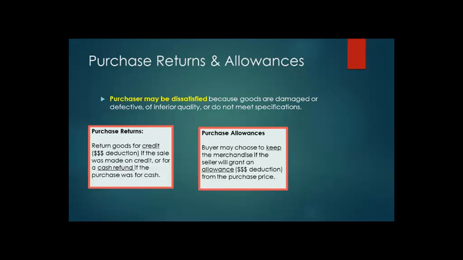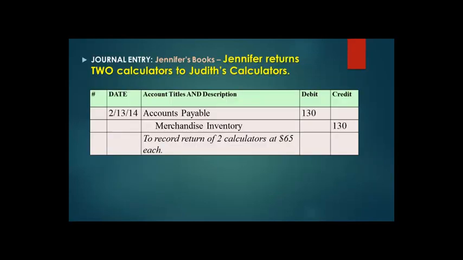Sometimes the seller will say, don't take the trouble to return it. We'll just give you a credit, a deduction from the purchase price. So we're going to introduce a new account, a new transaction, purchase returns. These returns will all be booked to merchandise inventory. So let's say 2 of the calculators were defective, the graphing calculators, and Jennifer's going to return them for $65 each for a total of $130.